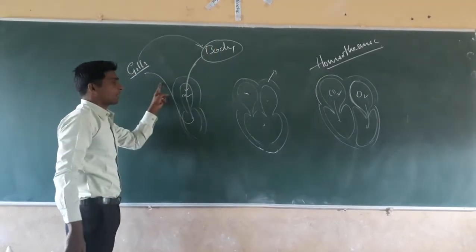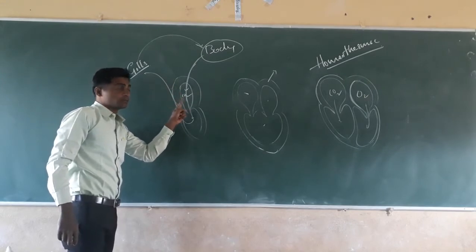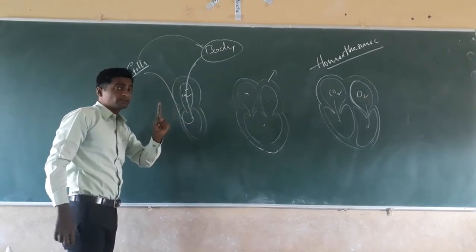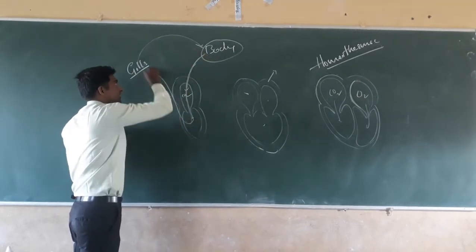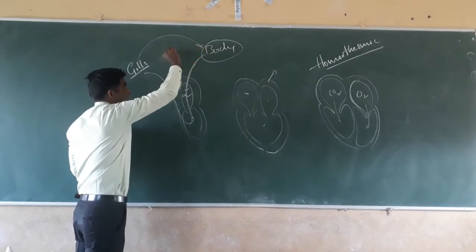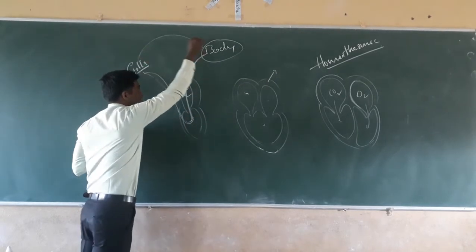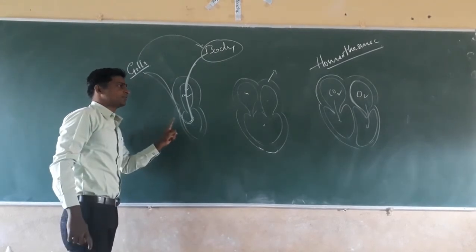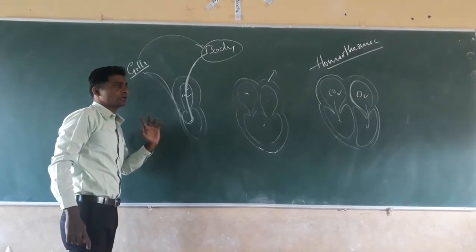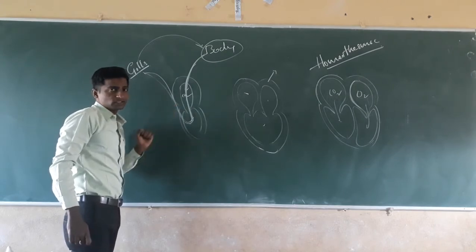Like that. Here, what happens? The blood enters the heart once in a circulation, in a cyclic movement. The blood from the body goes to the heart, heart to the gills, gills to the body. It means in each circulation, the blood enters the heart once only. That's why we can say that it is a single circulation.